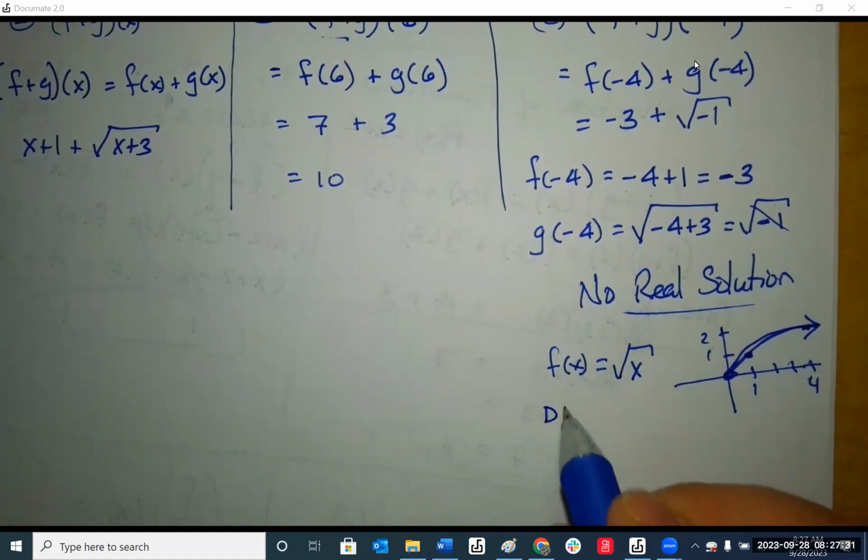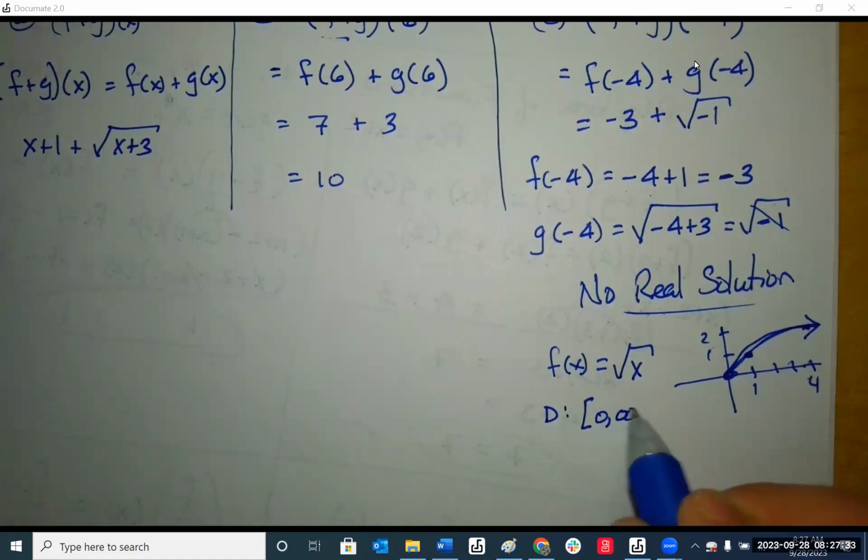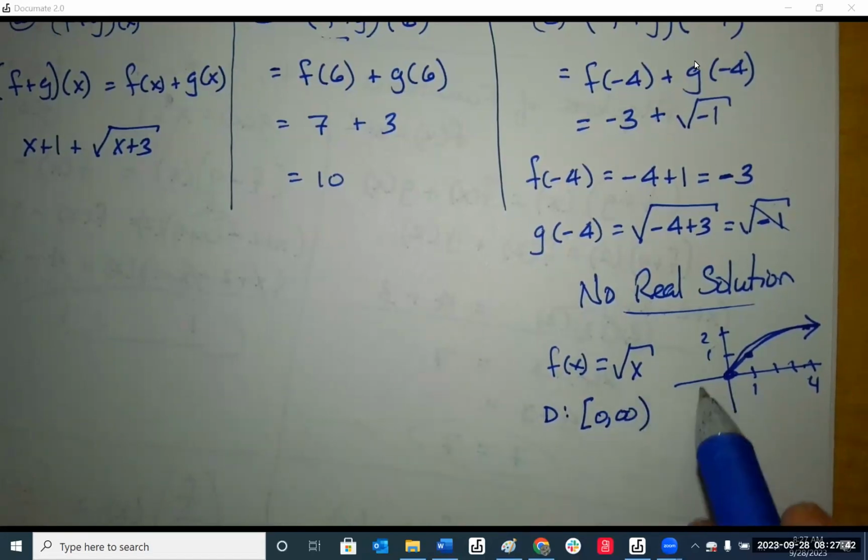The domain of this function is 0 to infinity. We cannot have a negative inside there. So once you see that, then you know it's no solution. Please, please, please memorize that library of functions chart. It's going to make it much easier for you at the end of this chapter. When we do transformations, you're going to have to know where to start before you start graphing your equations.